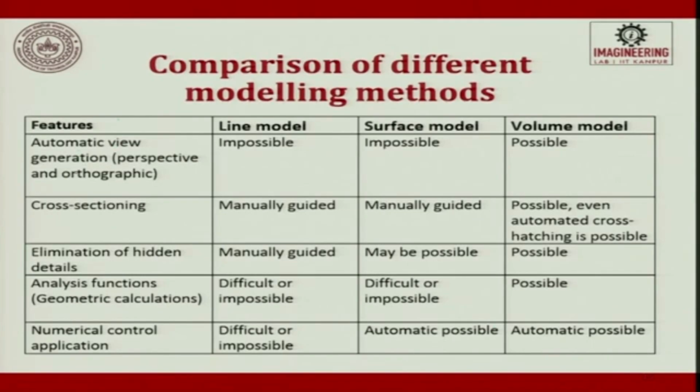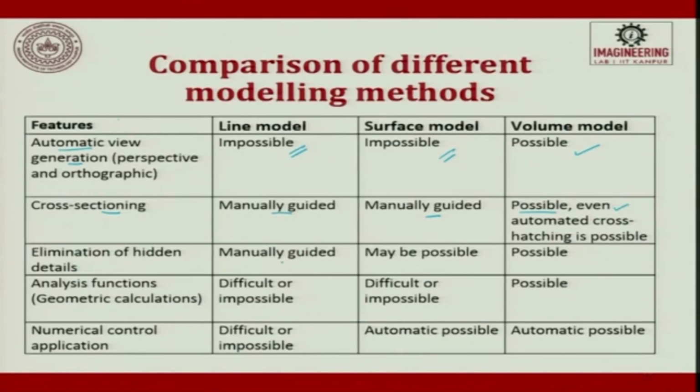When we want to do automatic view generation, it is impossible to do in line model. Surface model also it is impossible to do, but in volume model or solid model, it is possible to generate automatic view generation. When we are trying to do a cross section, it needs manual guidance in line, it needs manual guidance in surface. It is possible, even automated cross hatching is possible in volume. So, it is more automatic friendly or system generation friendly.